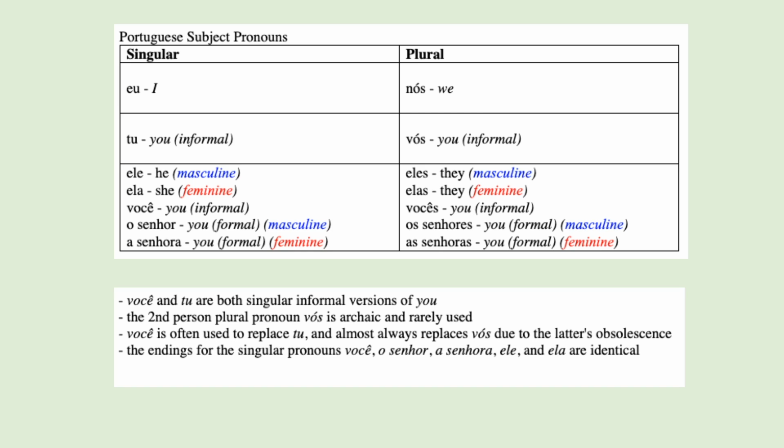And the endings for the singular pronouns você, o senhor, a senhora, ele, and ela are identical, and the endings for the plural pronouns vocês, os senhores, as senhoras, eles, and elas are identical. Under the present tense, as well as the imperfect and preterite, we simply remove the infinitive ending and then add the respective endings to that stem.